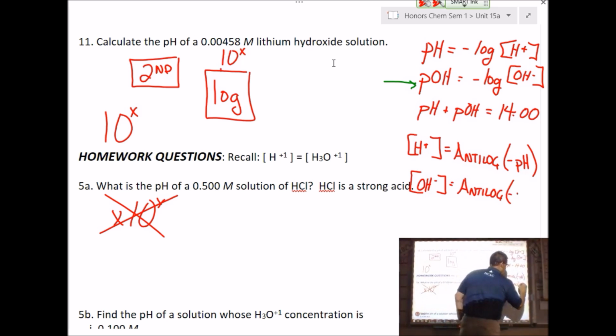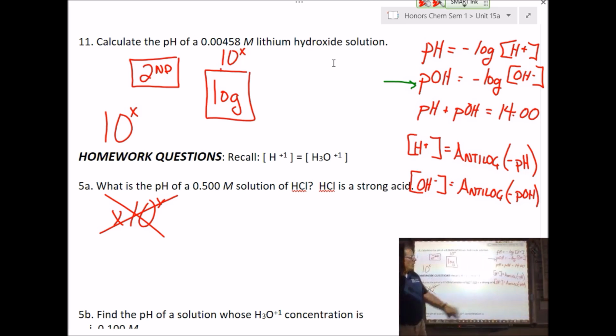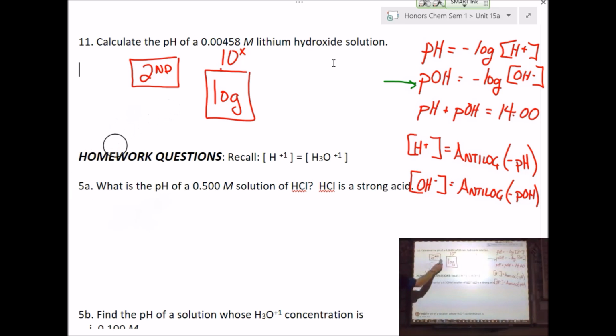Yeah, the pOH, so negative pOH. Okay. Those would be the 5 equations that I would give you. And knowing which one to use at the appropriate time is pretty important. So let's work out the first.